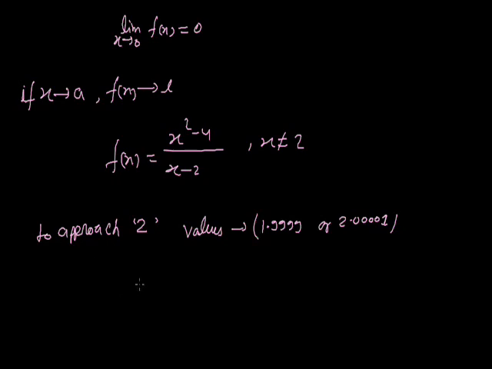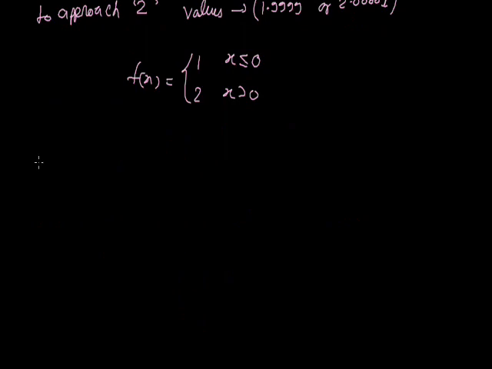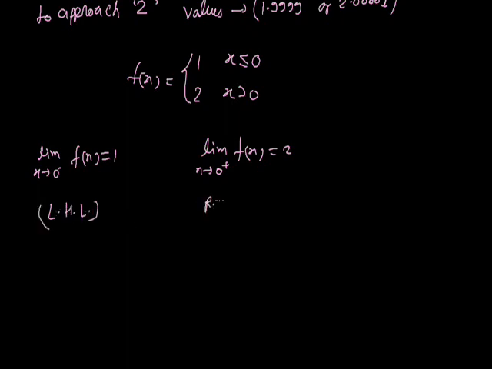Now if we have a function f(x) which is equal to 1 when x is less than or equal to 0, and equal to 2 if x is greater than 0. Here we can put two limits: the left hand limit, limit x tends to 0 minus f(x), which is equal to 1, and limit x tends to 0 plus, very near to 0 from the right side, f(x) is equal to 2. So this is the left hand limit and this is the right hand limit.